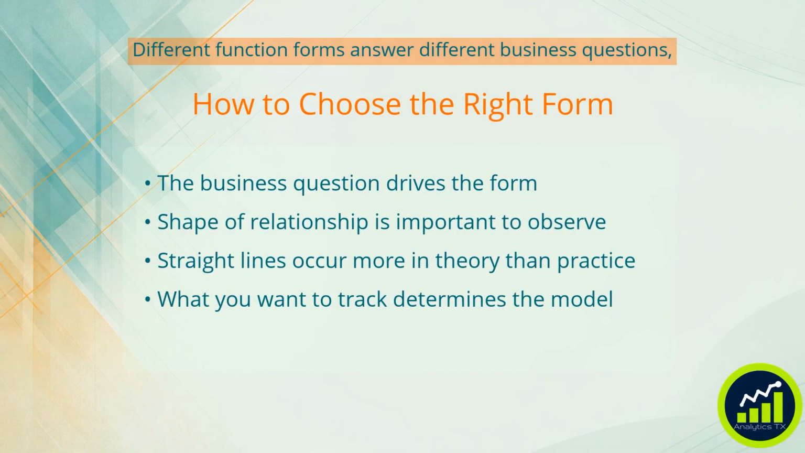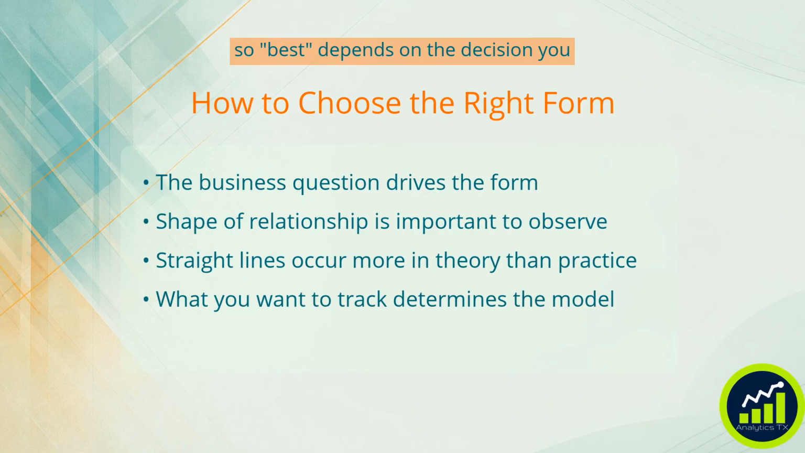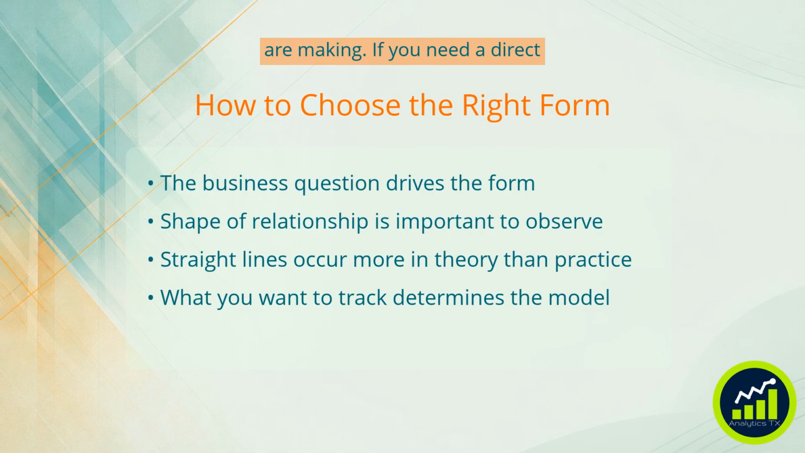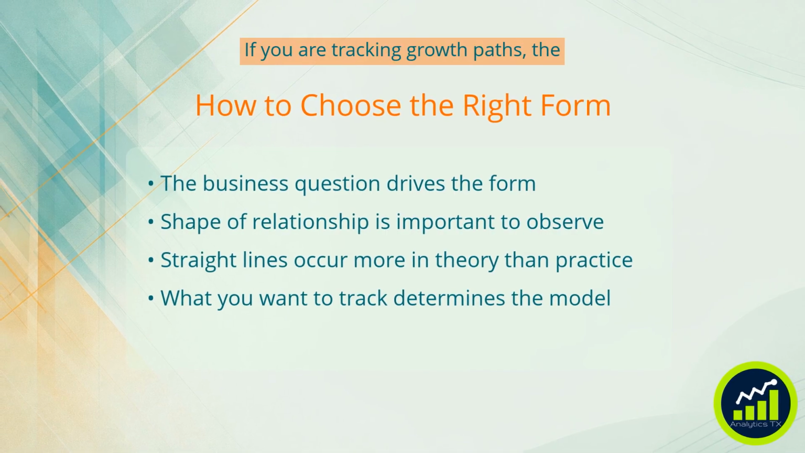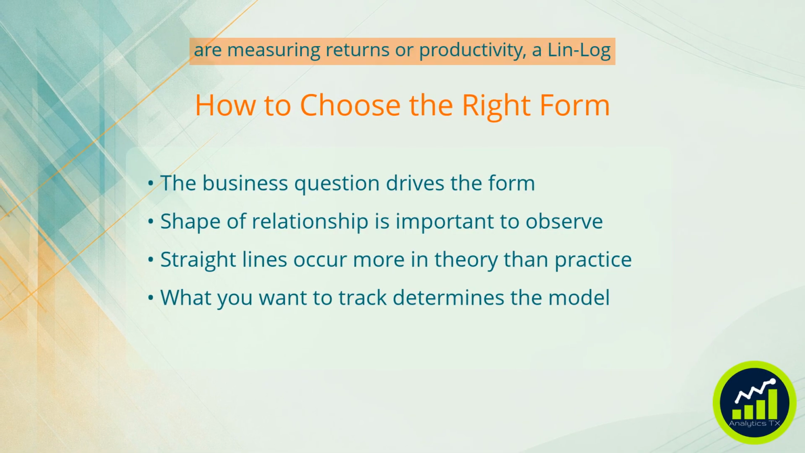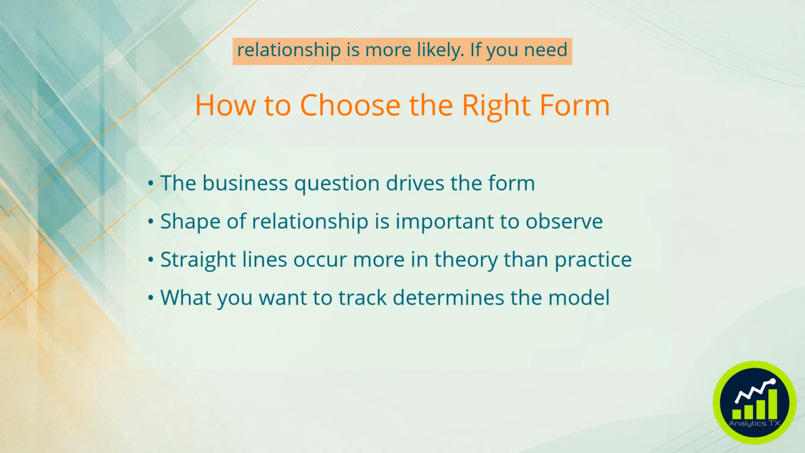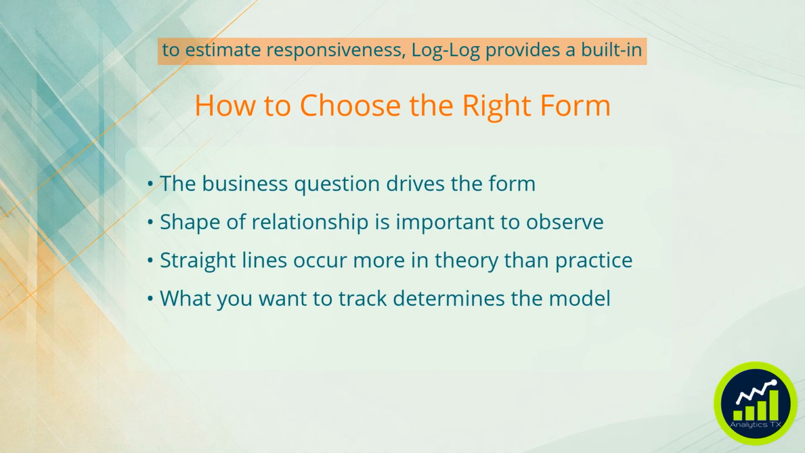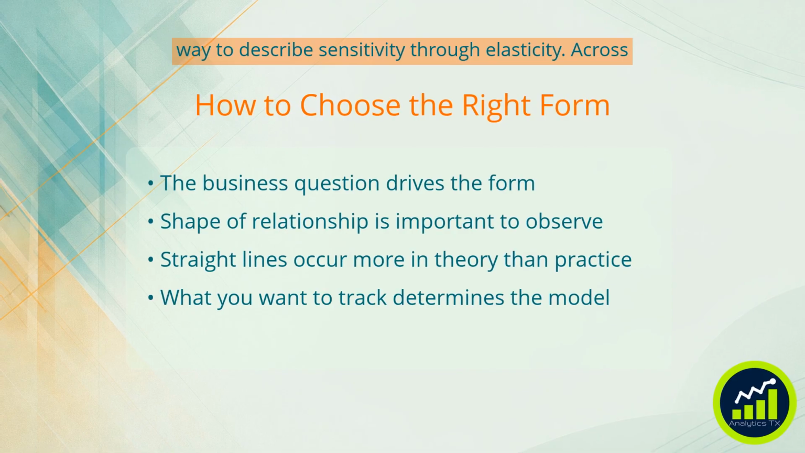Different function forms answer different business questions, so best depends on the decision you are making. If you need a direct unit change story, use Lin-Lin for simplicity. If you are tracking growth paths, the Log-Lin form would be better. If you are measuring returns or productivity, a Lin-Log relationship is more likely. If you need to estimate responsiveness, Log-Log provides a built-in way to describe sensitivity through elasticity.